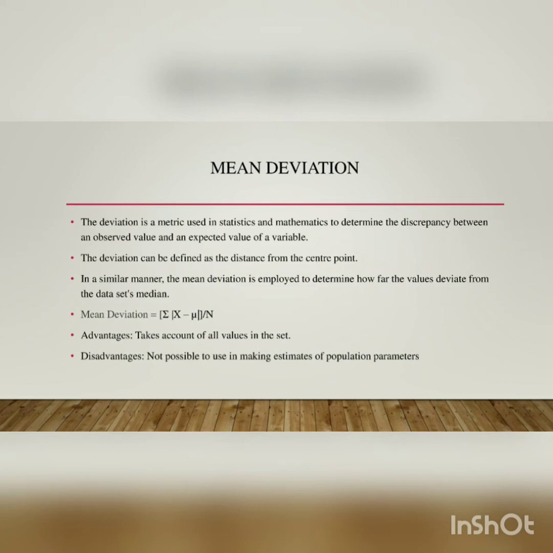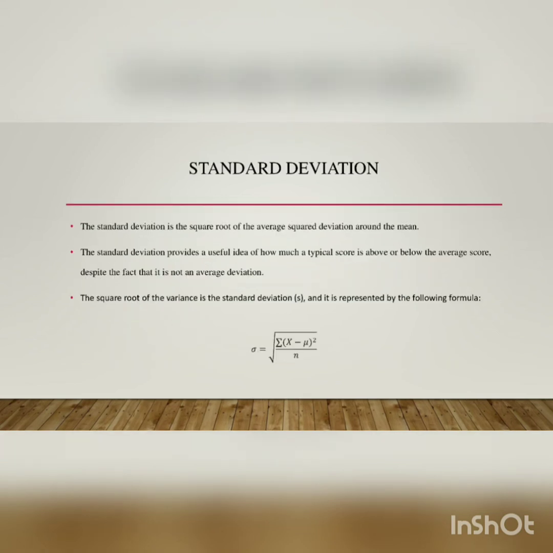So, the main advantage of mean deviation is that it takes account of all values in the set, but one of the disadvantages is that it is not possible to use it in making estimates of population parameters. Now we are going to discuss the most important measure of variability, standard deviation.